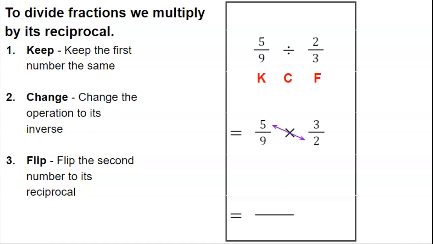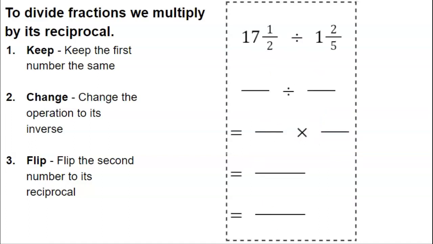So we can first try to cross simplify. 5 and 2 are both prime, so they cannot be simplified. However, 3 and 9 both have 3 in common. So we can say 3 divided by 3 is 1, and 9 divided by 3 is 3. Now we multiply. 5 times 1 is 5. 3 times 2 is 6. So the answer to 5/9 divided by 2/3 is 5/6.